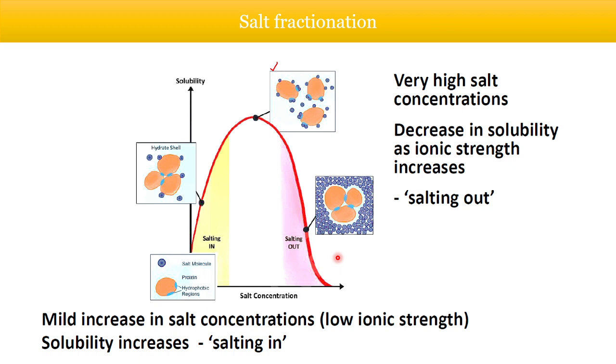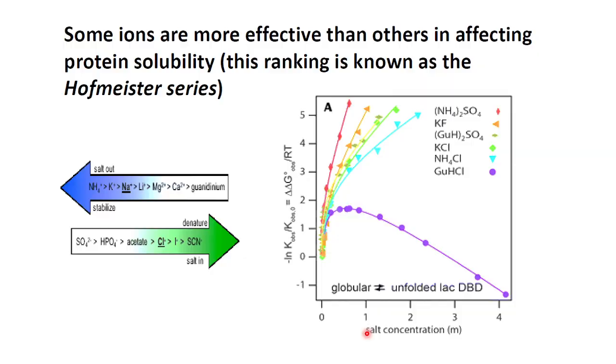So very high salt concentrations decrease solubility as the ionic strength increases, and this is called the salting out effect. Whereas with a mild increase in the salt concentration, that is at low ionic strength, the solubility increases, and this is the salting in effect. So at very low salt concentration, when you are increasing the salt concentration, the protein first becomes soluble, then after a certain threshold value, the protein starts precipitating out, and that phenomenon is known as salting out.